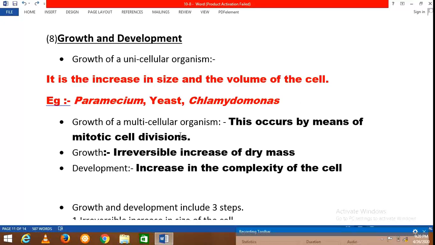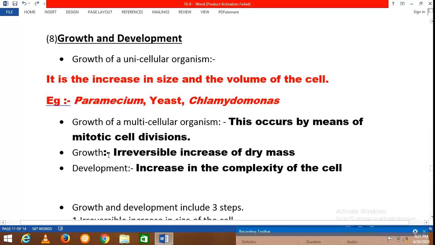There I mentioned that the zygote, the single cell, undergoes mitotic cell divisions and forms a number of cells, a cluster of cells, which we call the morula. Then the morula develops into an embryo, and then into a fetus, then into an infant and an adult. Likewise, the whole process, the zygote develops into the complete multicellular organism by means of mitotic cell divisions.